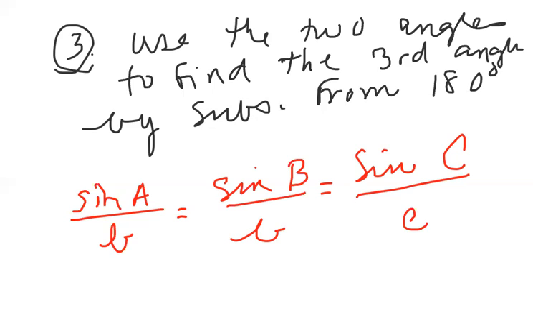And step number 3, obviously, it's common sense, guys. All you have to do is take 180, subtract those 2 angles that you already have, the given one and the one that you found in step 2, okay? So this is how you go ahead and solve the oblique triangles involving side, angle, side. So if you're given 2 sides and the included angle.